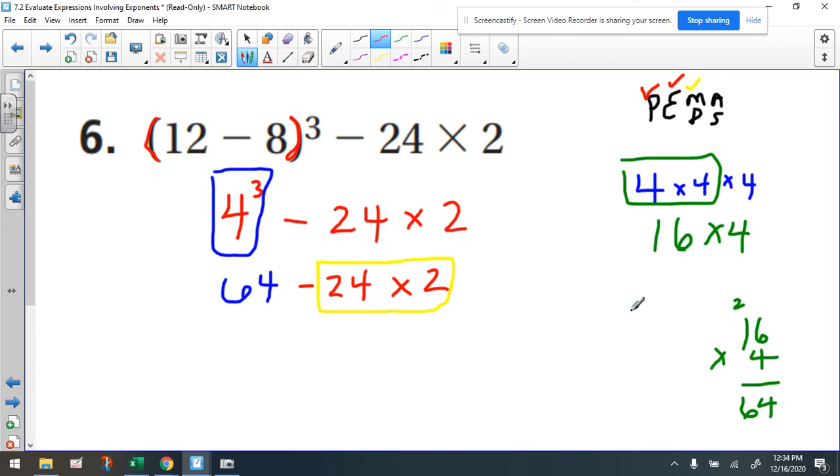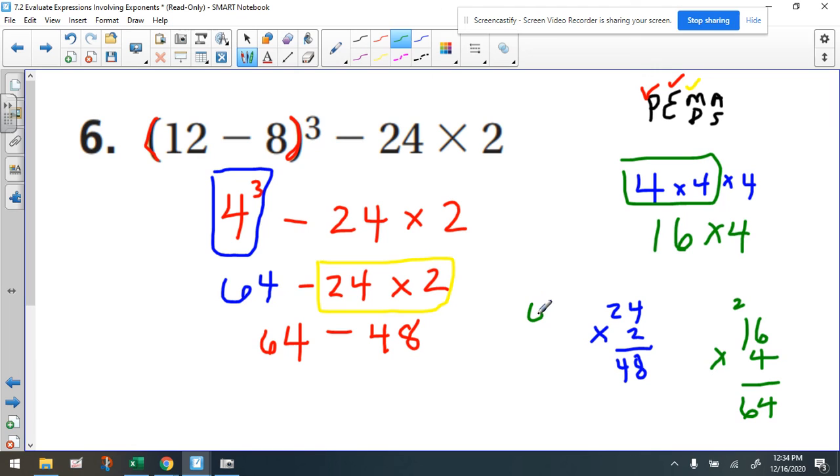Let's, off to the side, find what 24 times 2 is. Here we get the 8. Here we get the 4. All right, so this times this is 48. All right, so the only thing left to do is to bring down the 64 and the minus so that you just have to subtract these two numbers from each other.